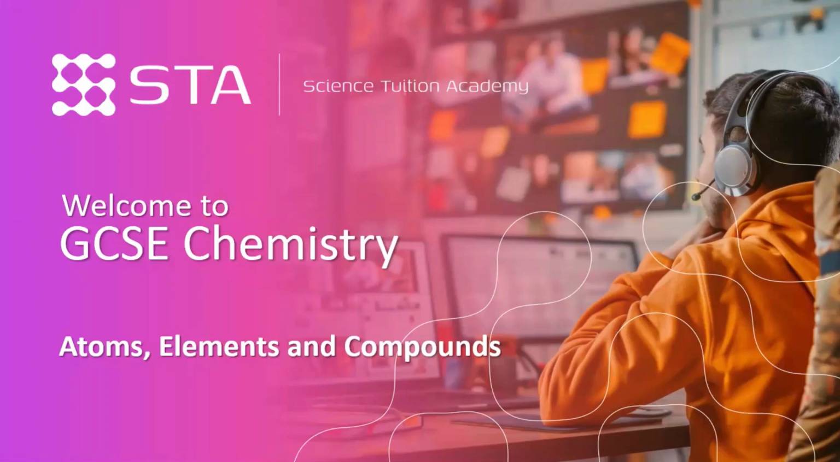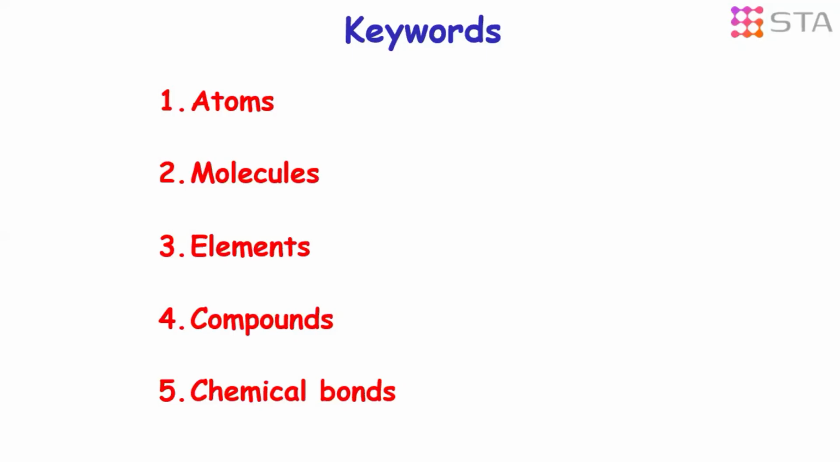In this GCSE chemistry lesson, we will be learning about atoms, elements, and compounds. Now, as we are starting the GCSE chemistry course, it is vital that we go through these 5 key words. They are atoms, molecules, elements, compounds, and chemical bonds.